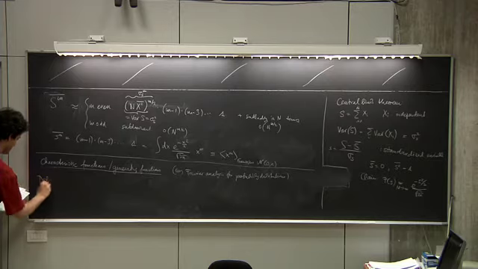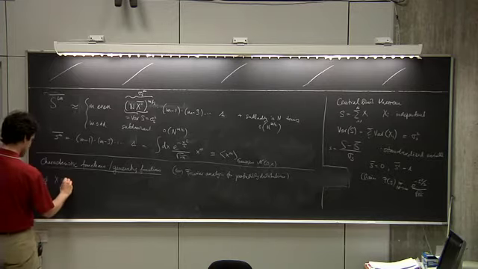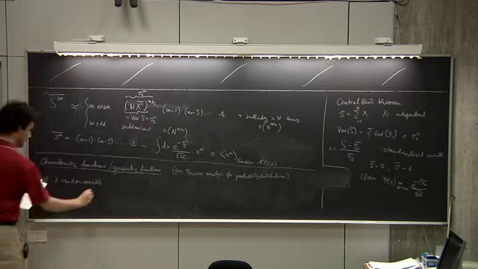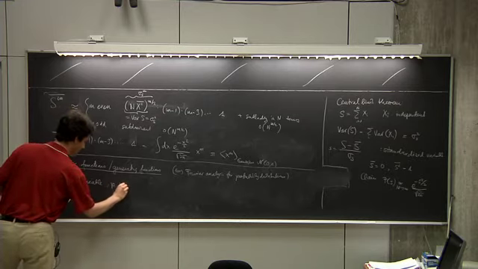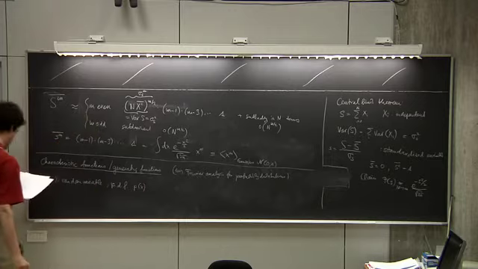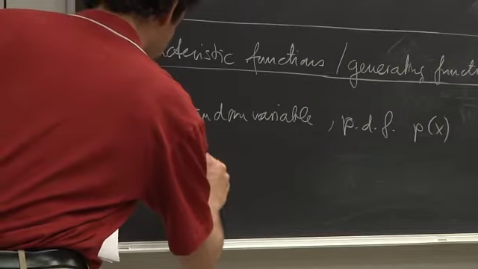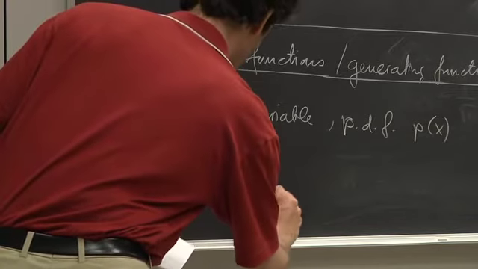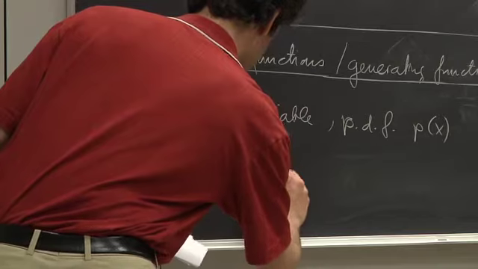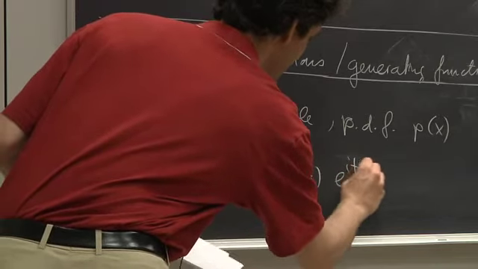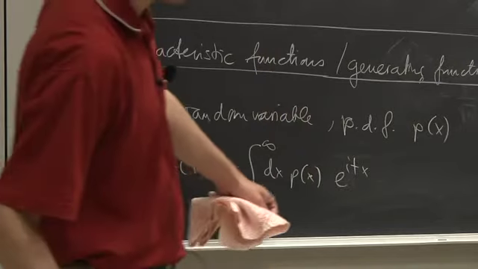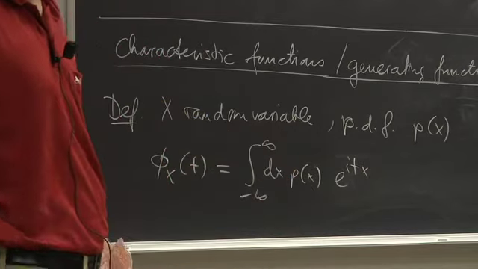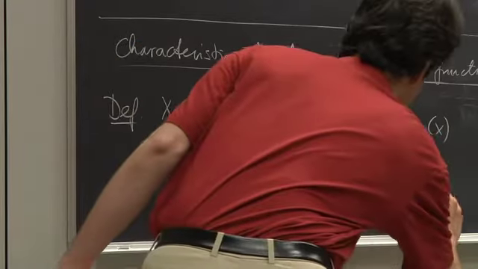Okay, let's start with the definition. So if x is a random variable with a probability distribution function p(x), then we define the characteristic function, which is a function of the argument t, as the integral over dx p(x) e^{itx}. So I just take the Fourier transform of this weight function, of the probability weight, right? So this is a Fourier transform if you want.